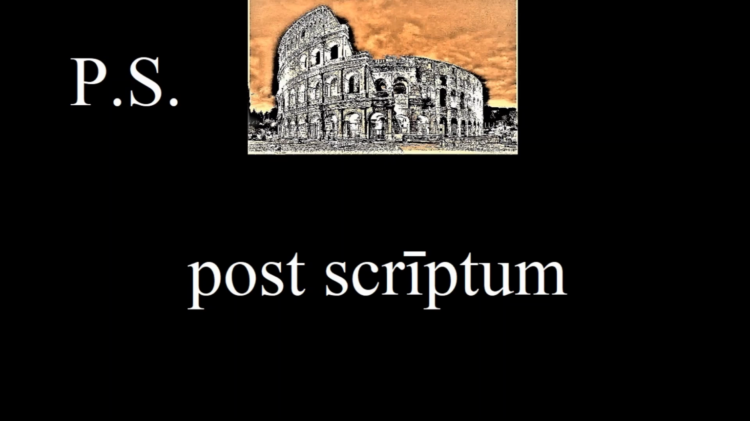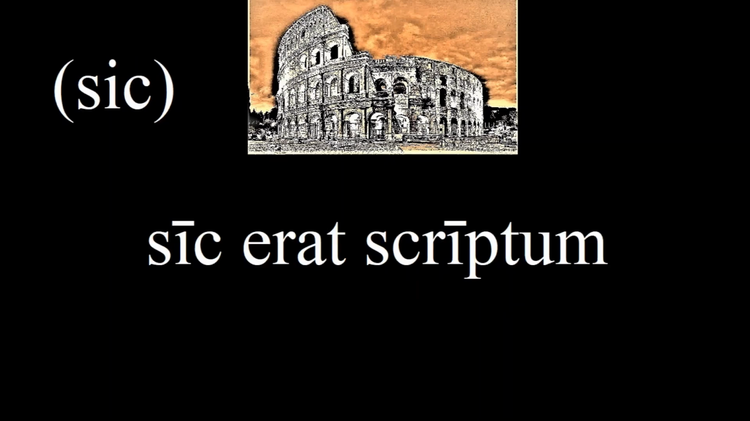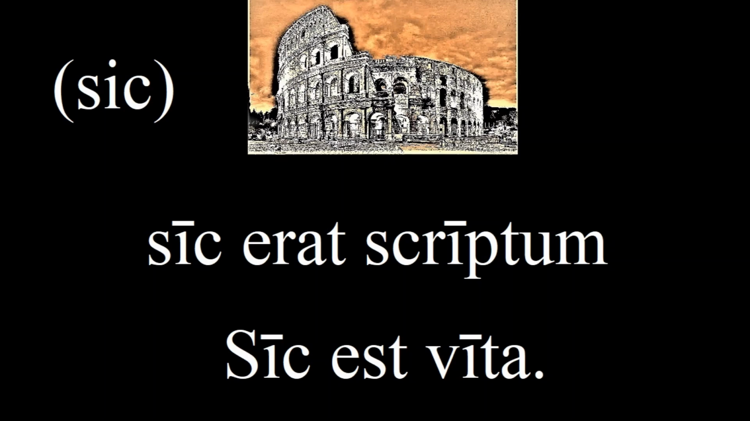A related abbreviation is sometimes written when a quote contains a spelling error. Next to the error, we might find sic in parentheses. This stands for sic erat scriptum, or thus was the writing. Remember, erat is the imperfect past tense of est, and is used for descriptions. And this word sic is very common and a good word to learn, meaning thus or in this way. Here's another example. Sic est vita. Such is life.